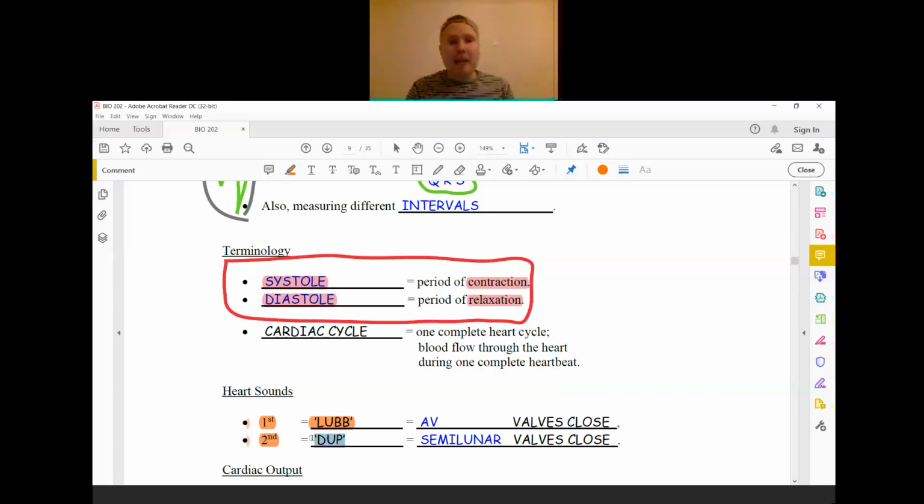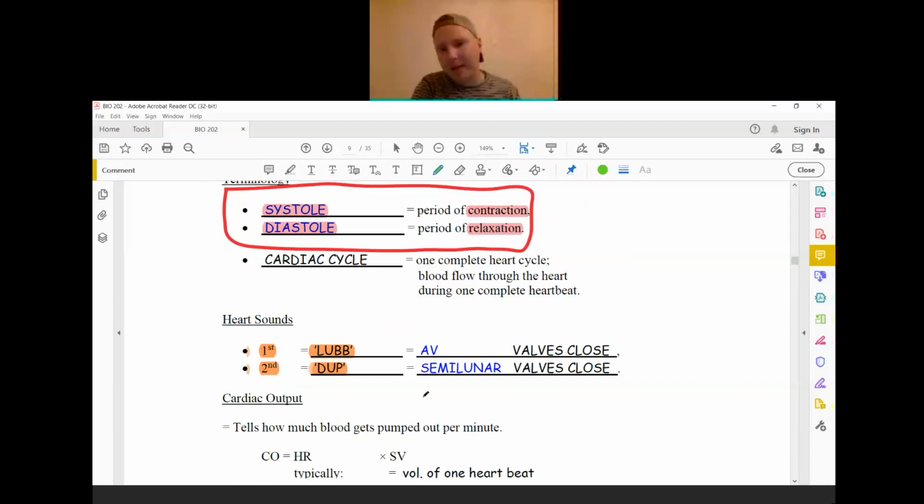The second sound that we'll hear is the sound produced by the pulmonary and aortic valves closing. The pulmonary and aortic valves are known together as semilunar valves. So semilunar just means the pulmonary and aortic valve.